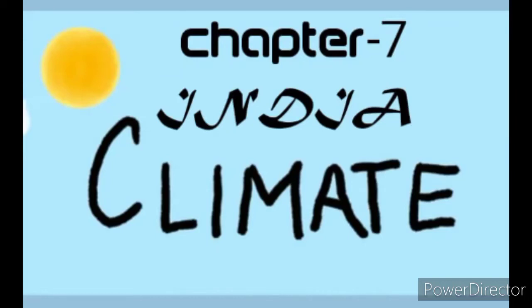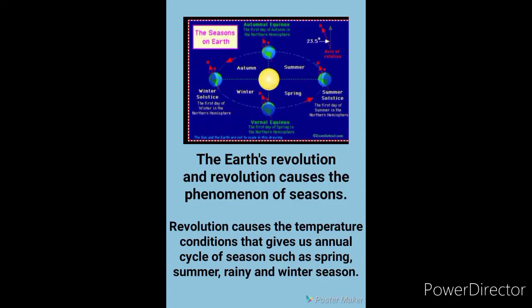Hello children, this is chapter number 8 of Geography, Indian Climate, Part 2. Children, in a previous chapter you have studied how the Earth's rotation and revolution cause the phenomenon of seasons. Revolution causes the temperature conditions that give us the annual cycle of seasons such as spring, summer, rainy and winter.